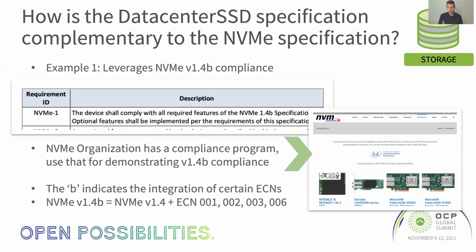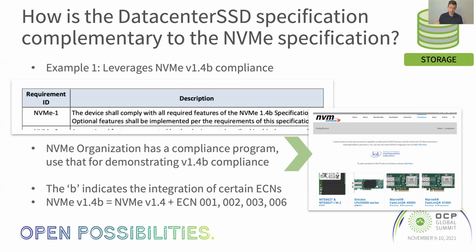So the one referenced here is NVMe 1.4b. Prior to that, there was an NVMe 1.4a. What those letters reference is the integration of errata. So if they find that maybe a typo was made in the spec, or something wasn't clearly defined, or something got missed during the integration process, they want to go back and fix that. And that's what these errata are for. NVMe refers to them as ECNs.